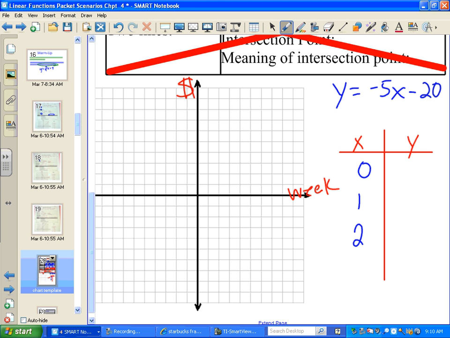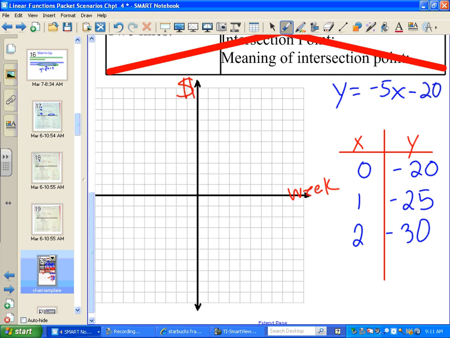If we plug 0 in for x, what is y? Good, negative 20. If we plug 1 in for x, what's y? Careful, plug 1 in. So negative 5 minus 20. Good, negative 25. If we plug 2 in for x, what's y? Good, negative 30. You end up with negative 10 minus 20, which is negative 30. If you need to plug this into your calculator to find table values, go for it.